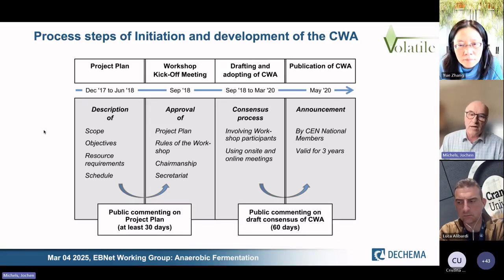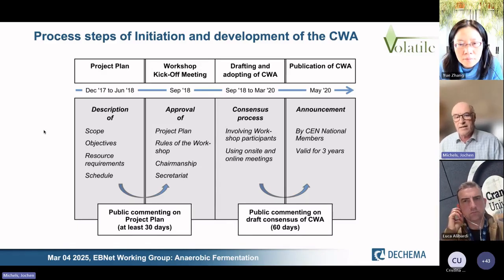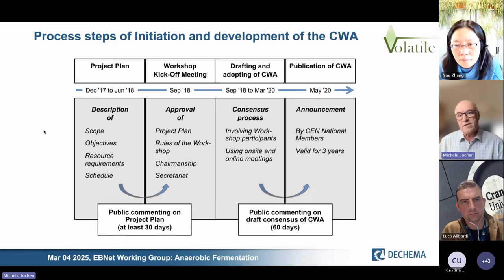It is more that you say that you have all resources on board, especially money to do the job. Then you start the workshop with a kickoff meeting where you approve the project plan with the participants and declare the rules of a workshop, declare the chairmanship and also the secretariat. And then several meetings will be conducted to draft and adopt the CWA to its final version.